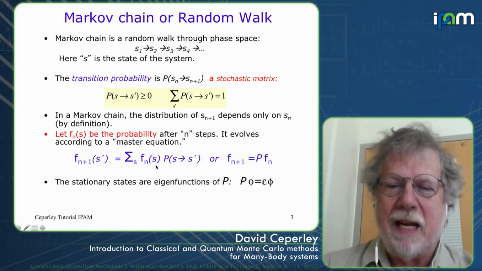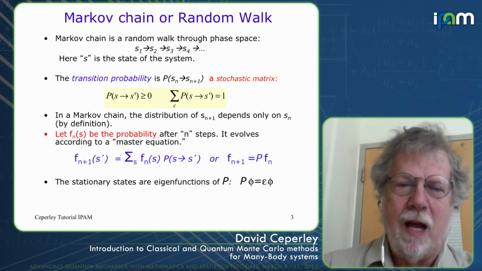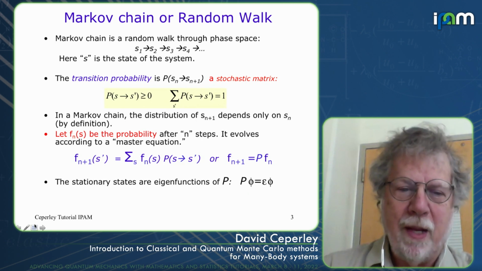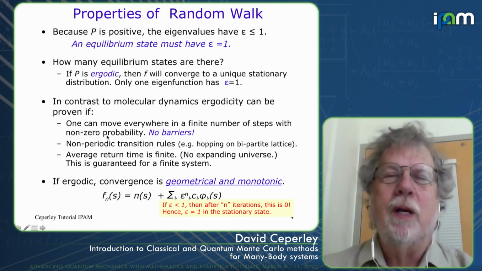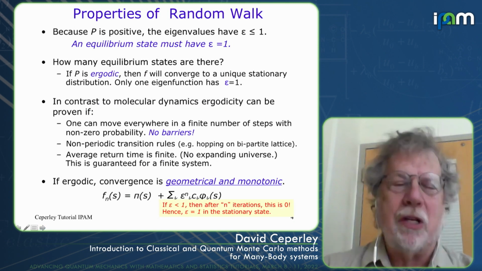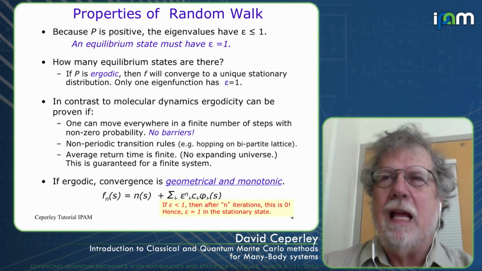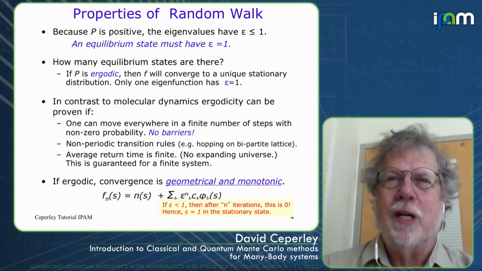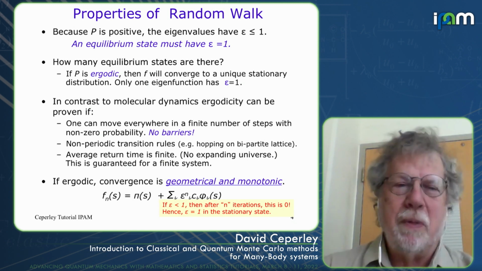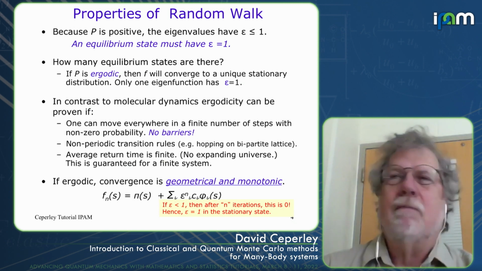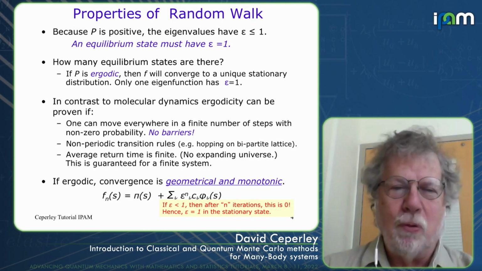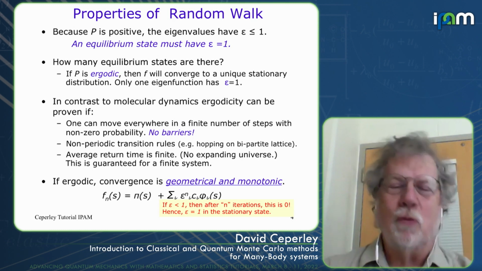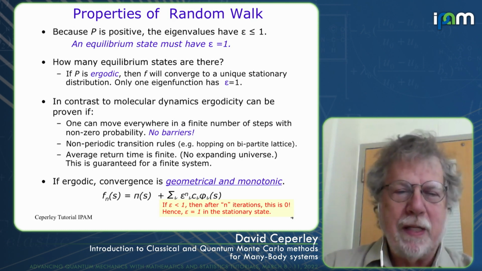The stationary states are then eigenfunctions of this transition probability, and in particular, eigenfunctions with eigenvalue 1. And you can show without too much difficulty when it must converge to an assumed distribution. This is in contrast to something like molecular dynamics, where it's difficult to prove these things. There's definite rules about how you prove it.